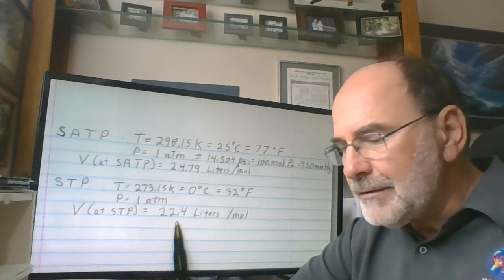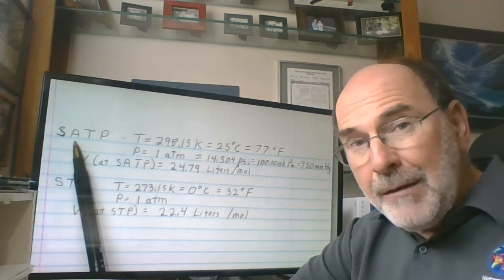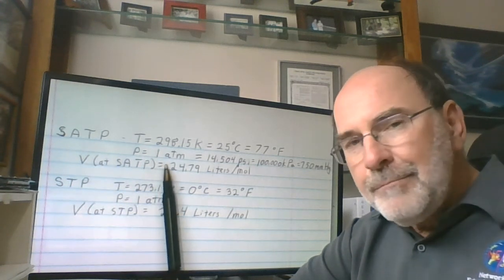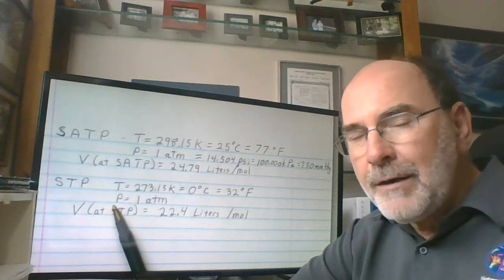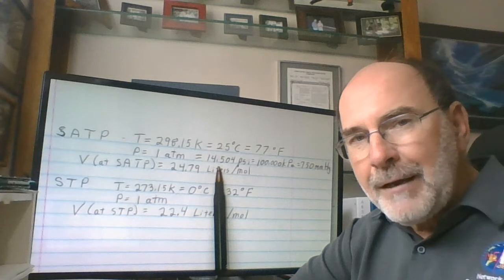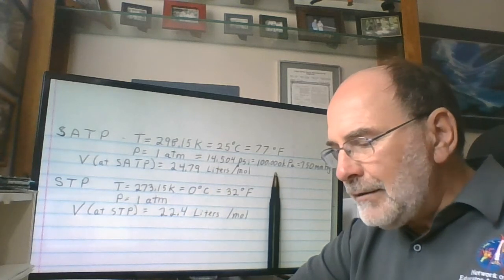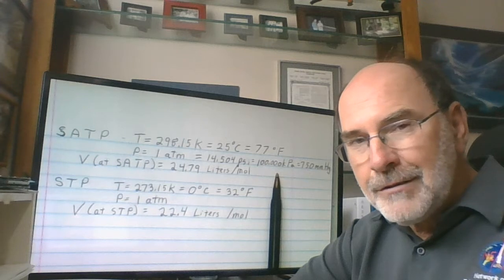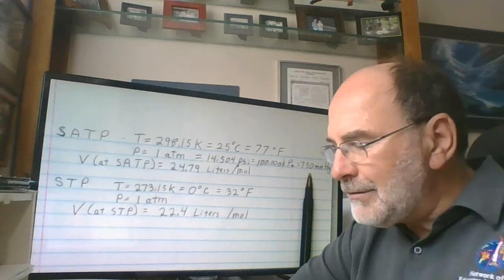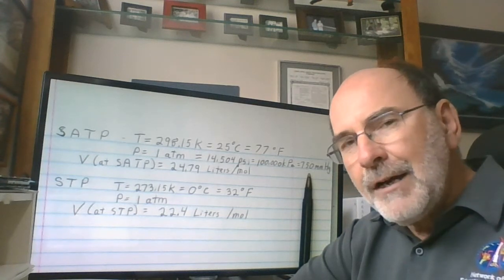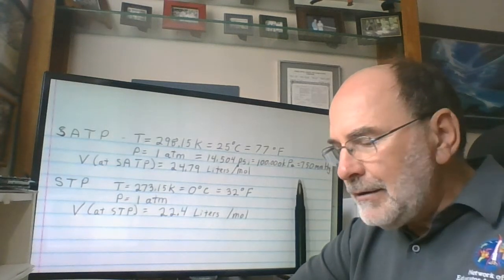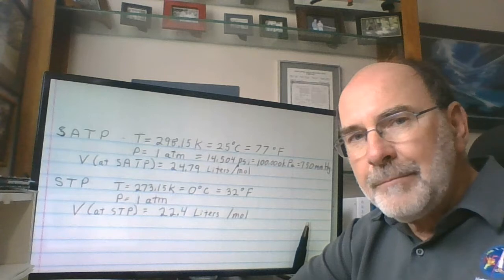And so there's another standard called the standard ambient temperature and pressure. And this one has the same pressure as STP, 1 atmosphere of pressure, sea level, which is also 14.5 pounds per square inch, 100 kilopascals, that's a metric unit of force, or 750 millimeters of mercury. That's the height of a column of mercury where the pressure of the atmosphere is enough to push the mercury that high up in its container.